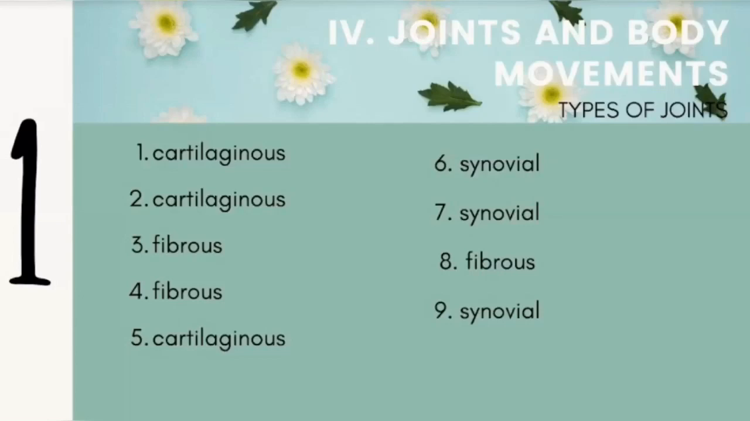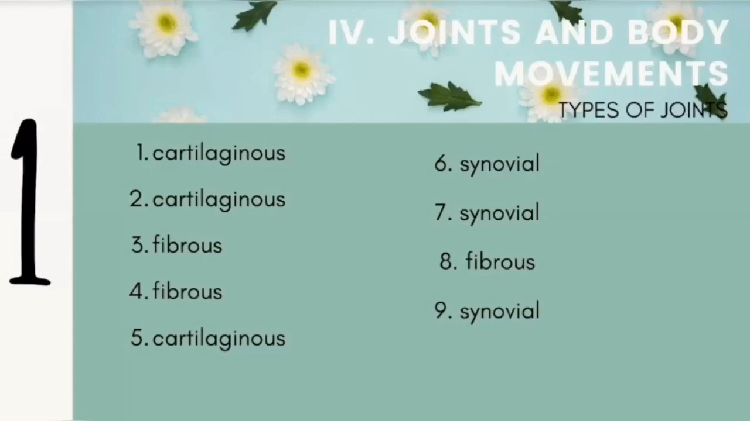So number 1, typically allow a slight degree of movement. Our answer is cartilaginous. Number 2, include joints between the vertebral bodies and the pubic symphysis. Our answer is cartilaginous. Number 3, essentially immovable joints. Our answer is fibrous. Number 4, sutures are the most remembered examples. Our answer is fibrous. Number 5, cartilage connects the bony portions. Our answer is cartilaginous.